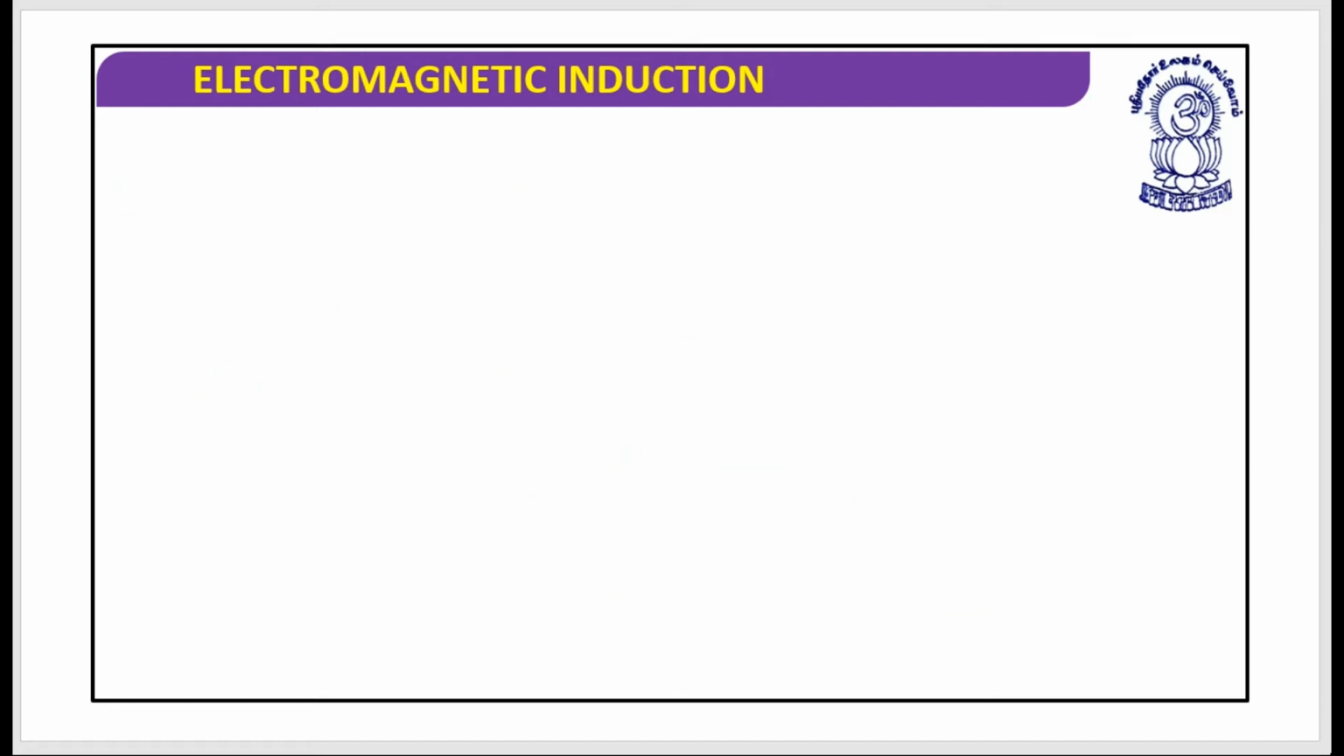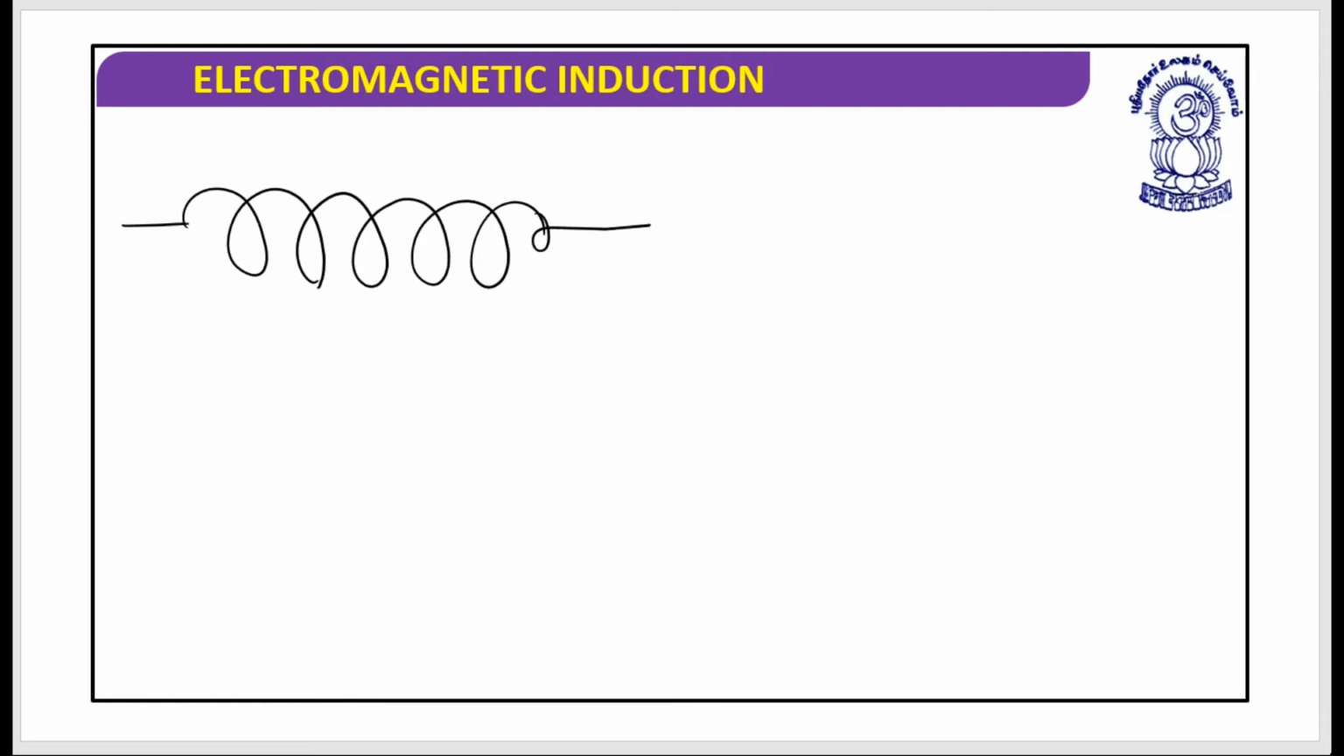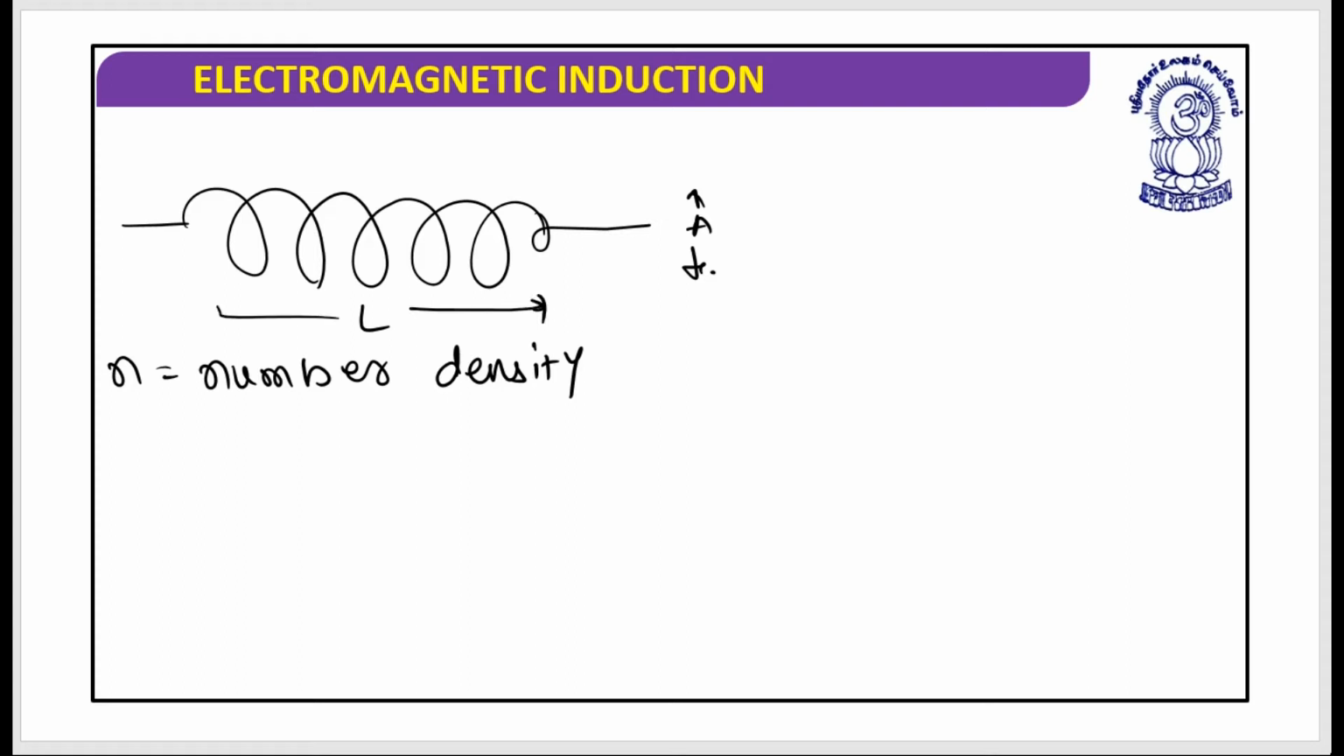So let's discuss certain more things about these inductors. Let's say this is the inductor, and the cross-sectional area of this inductor is A. N is the number density. When I say N is the number density, I mean this is the length of the conductor, and N is the total number of turns.